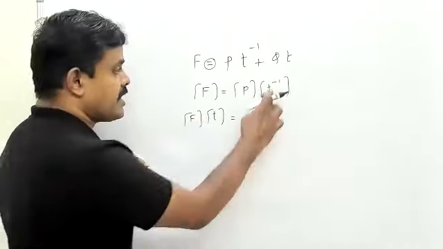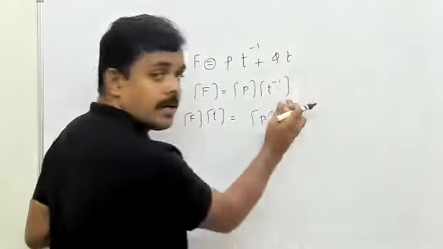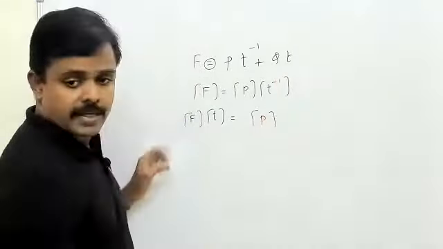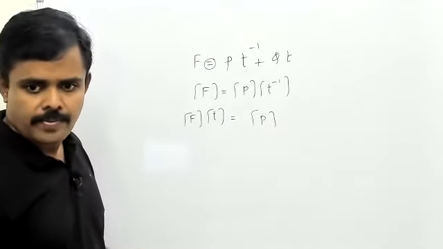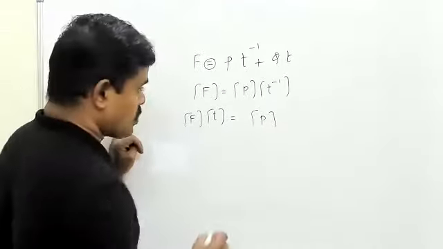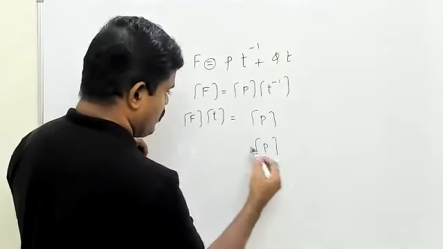This T raised to minus 1 is actually 1 by T. T goes to this side. It is F into T. Correct? So let us put the dimensions. Dimension of force is equal to what?